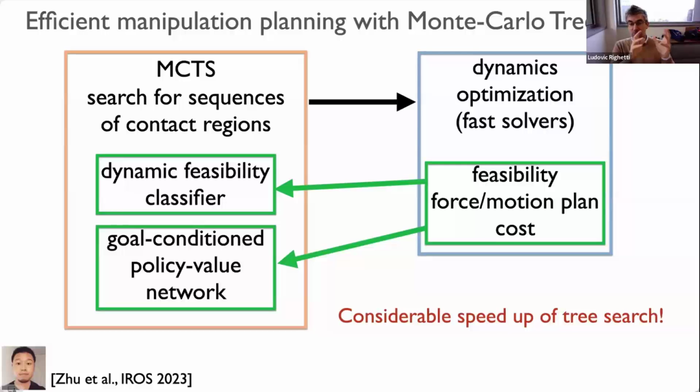So offline you use optimal control to generate training data. Then you train your networks, your classifier and your policy value network. And then online, when you do MCTS, you just have to evaluate your network, and you are very, very fast in evaluating different contact sequences. So you can find relatively long sequences of contacts very quickly. And here we only had to train with very small sequences of contact to train the networks, and so we get a very, very high speedup for the tree search.